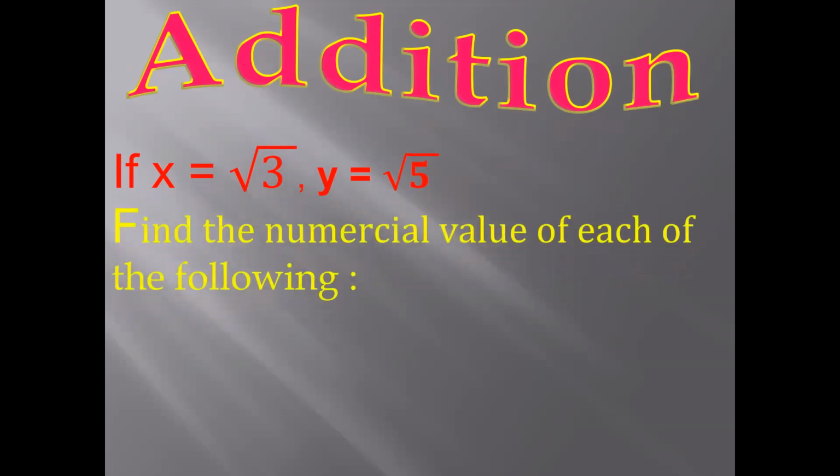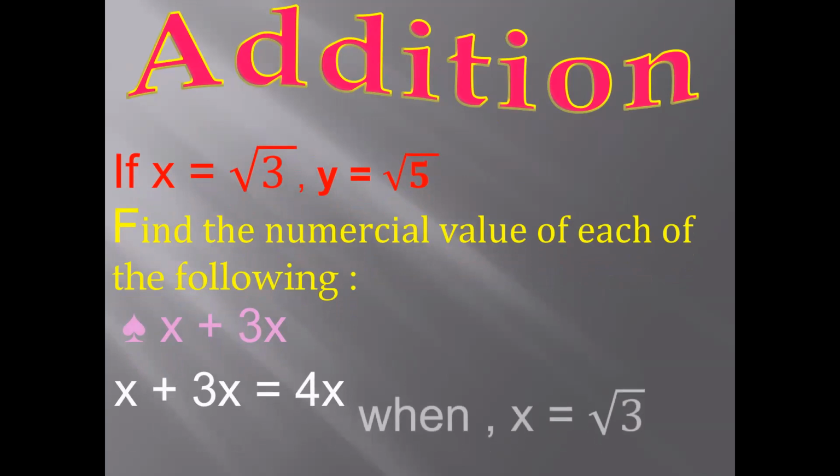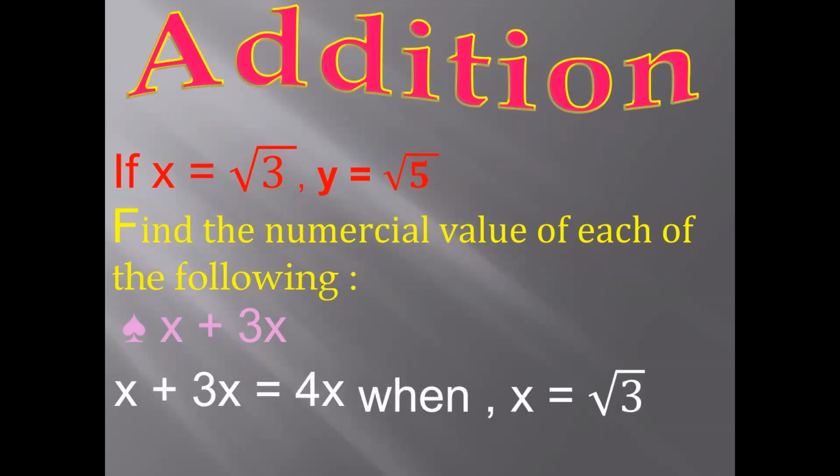First property is addition. Here if x equals root 3, y equals root 5, I want to find the numerical value of each of the following. x plus 3x. Here x is root 3. 3x means 3 times x, 3 multiplied by x. So x plus 3x equals 4x. 4x means 4 multiplied by x. x plus 3x are like terms.